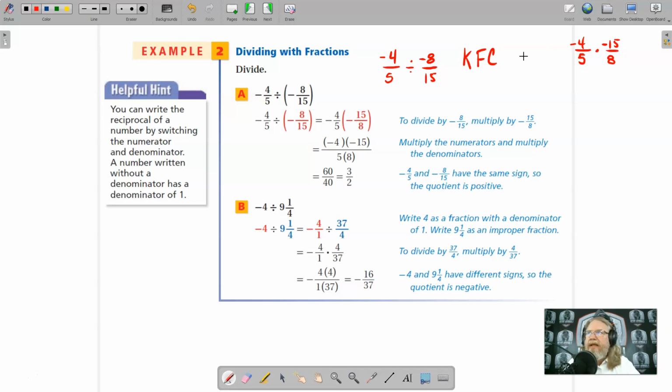Did we flip the second? Negative 8 over 15, negative 15 over 8. The 15 and the 8 switch places. Did we change the sign from division to multiplication? Indeed we did. And then we could just work it out from there to get our answer.